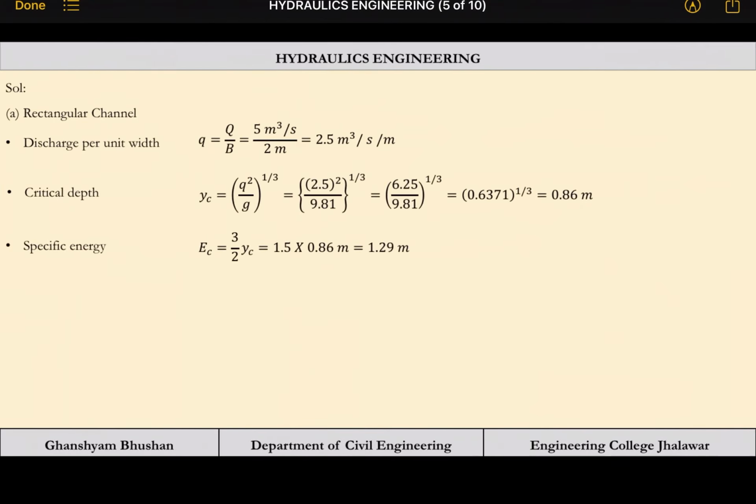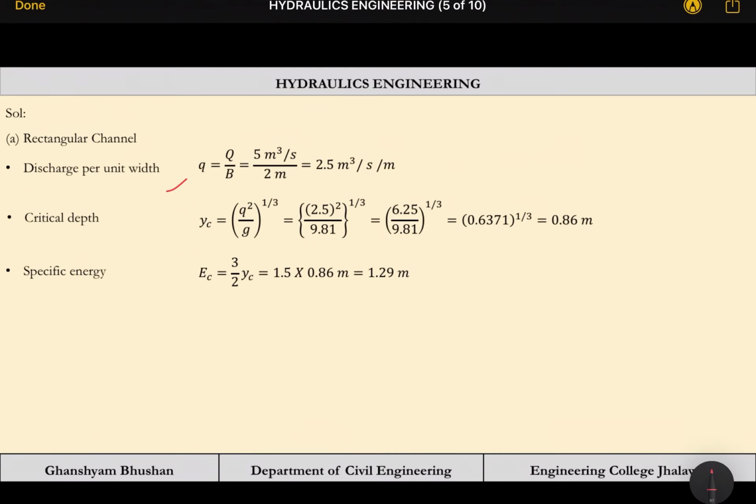So let us see. First thing is to calculate the discharge per unit width. It is coming out to be 2.5 meter cube per second per meter. Put it here, you will get the value of yc as 0.86. So specific energy will become 3 by 2 times of yc for rectangular channel.